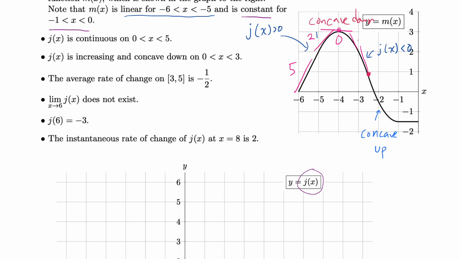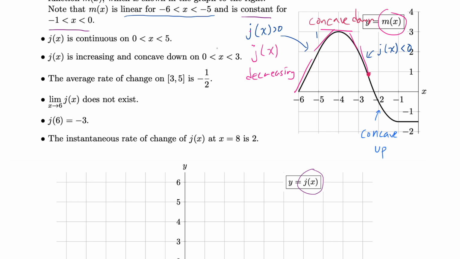At this point, the slope is 0, and here maybe the slope is like -3, and here like -5. But my point is that the slope goes from very positive to less positive to 0 to a bit negative to very negative. So when the graph is concave down, the slope is decreasing. Another way of saying that is that the derivative of m of x, or j of x, is actually decreasing on this range. So we can conclude that j of x is decreasing from here to here.